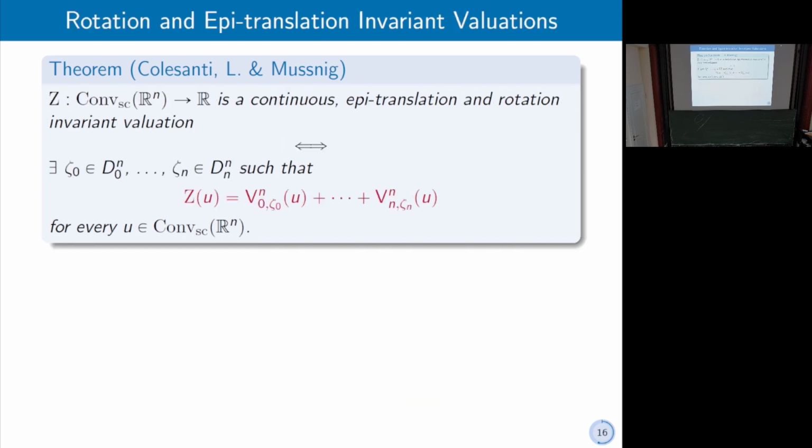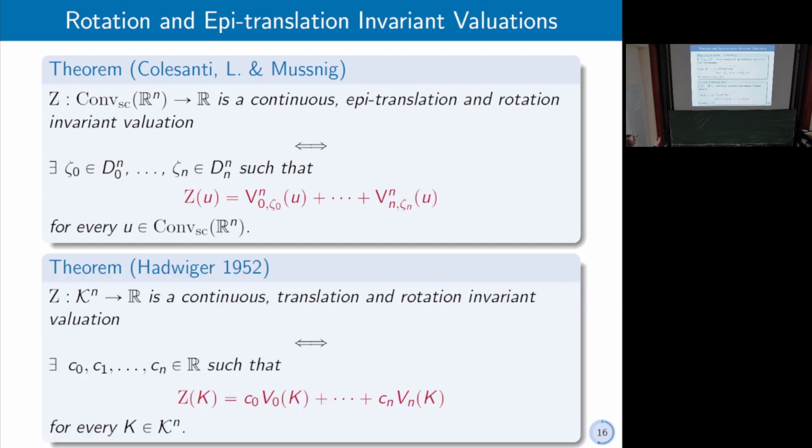And we have the following result. If you have a continuous, epi-translation and rotation invariant valuation, then this is a sum of such intrinsic volumes with given functions from this particular class of functions. And this is an if and only if statement. So this looks in a certain way similar to the result by Hadwiger, and this is also why we call this functional intrinsic volume. Of course, here we really have a linear combination, and here we have the added complication that we have much more freedom in the choice of the functions.